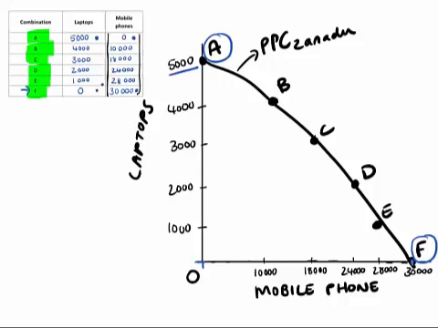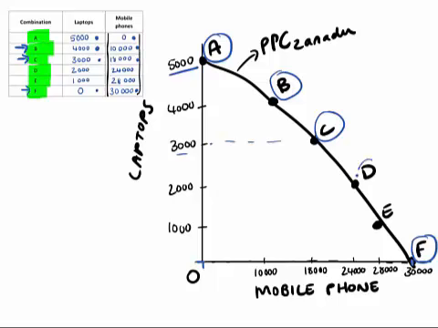Now let's go to the points in between. Point B, we have 4,000 laptops and 10,000 mobile phones. It's the same on the table. Point B shows 4,000 laptops and 10,000 mobile phones. Then point C, we see on the table here, can produce 3,000 laptops and 18,000 mobile phones. It's the same in the table. 3,000 laptops, 18,000 mobile phones.